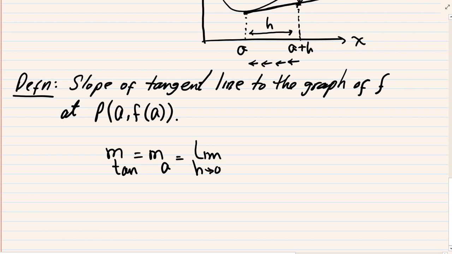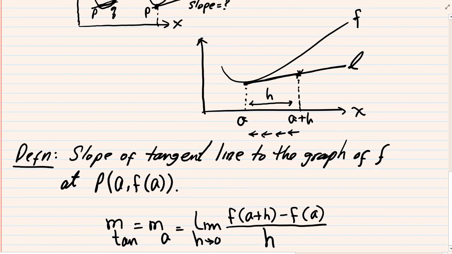Remember, we're going to make h approach 0 and get very close to a. Of this would be the change in y, f at a plus h minus f at a. That's the change in y on the function, over h. And note here what we're doing is actually this. We're making a secant line.